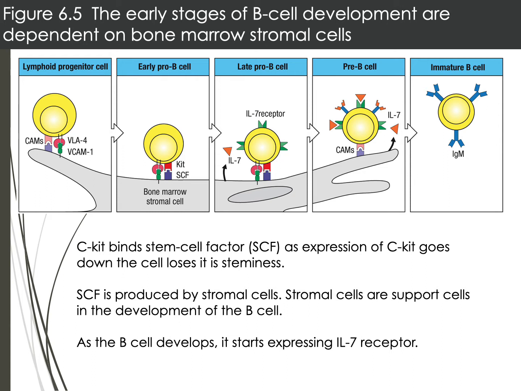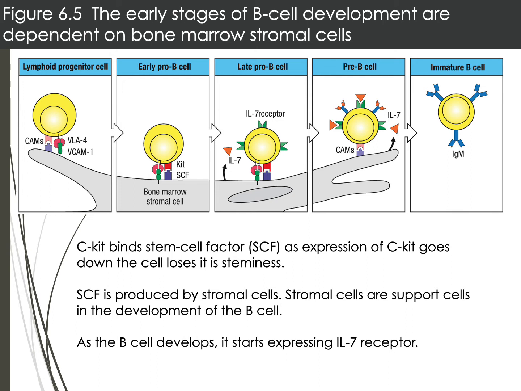Receiving that signal, the binding between the receptor and the ligand, keeps the B cell in kind of a stem-like state. But as it's developing its B cell receptor, it's kind of been committed to that lineage, right? So it can lose that receptor. Okay, and again, it's the stromal cells that are supporting that B cell by producing different factors.